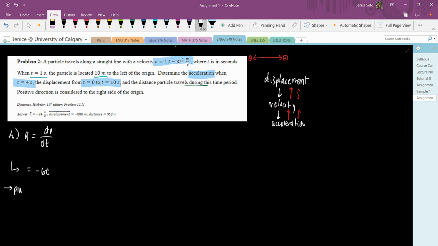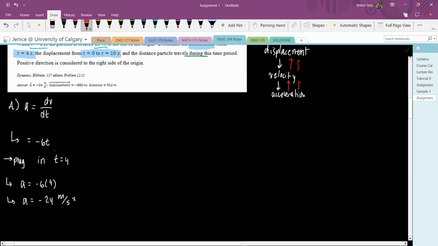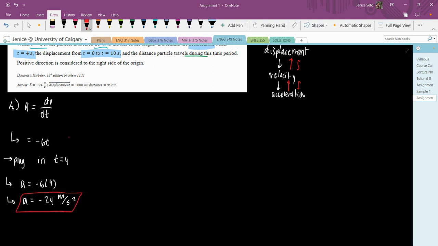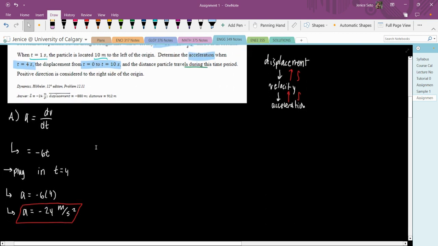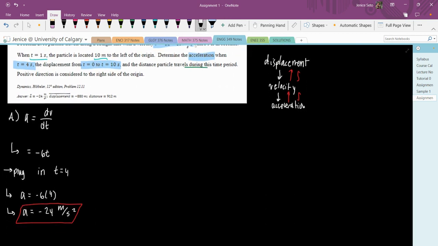Now all we need to do is plug in t is equal to 4. And this is going to give us an acceleration of negative 6, and we plug that in, that's 4. And acceleration is going to be negative 24 meters per second squared. So that's our first one. And that negative just means that it's decelerating in the direction that it's traveling. All right. So next we are going to integrate to find our displacement function.